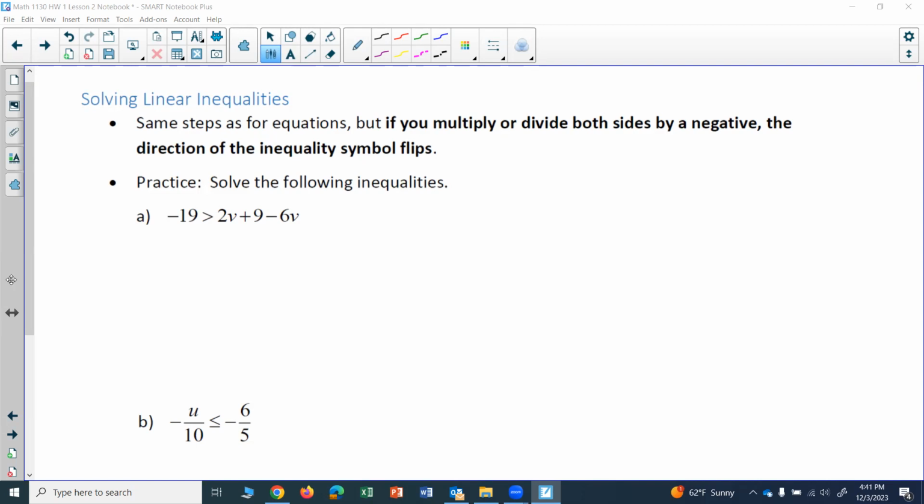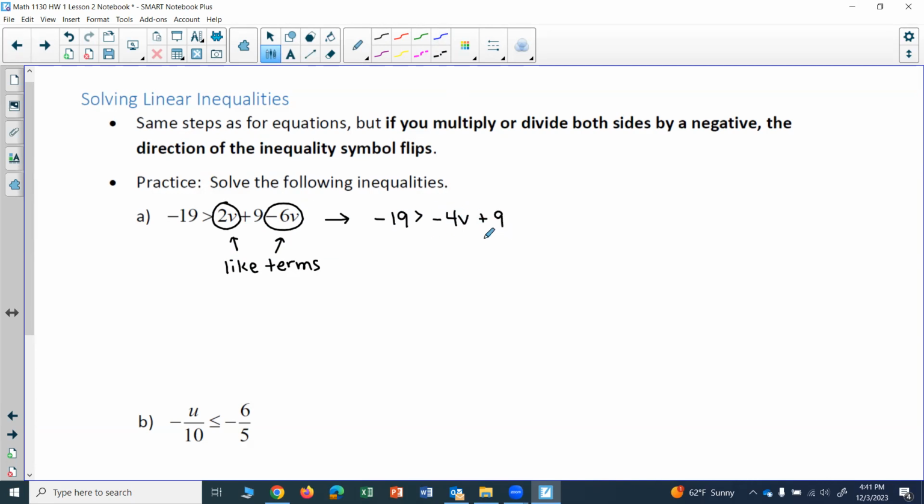The first one is negative 19 is greater than 2v plus 9 minus 6v. So my first step is, if I have like terms on the same side of the inequality as one another, I'm going to combine them. So 2v minus 6v, those are like terms, and they're on the same side of the inequality symbol. So I'm going to combine them. So my inequality becomes negative 19 is greater than 2v minus 6v, which gives me negative 4v plus 9.